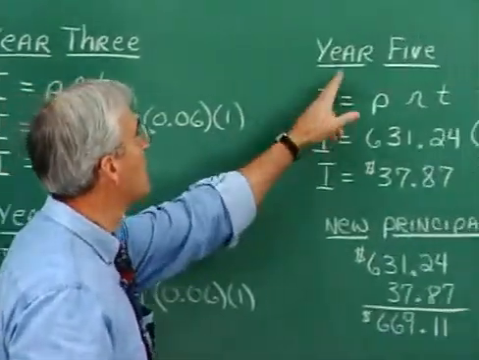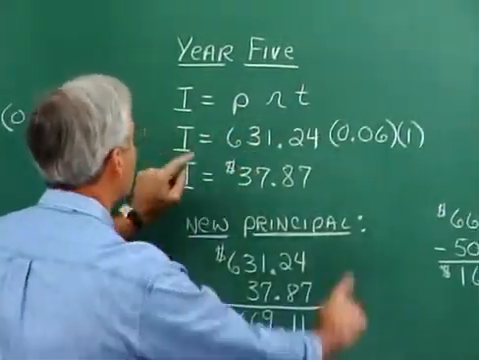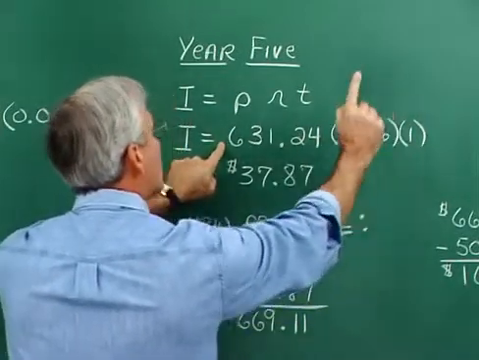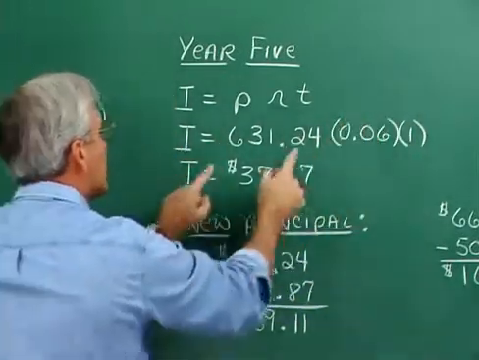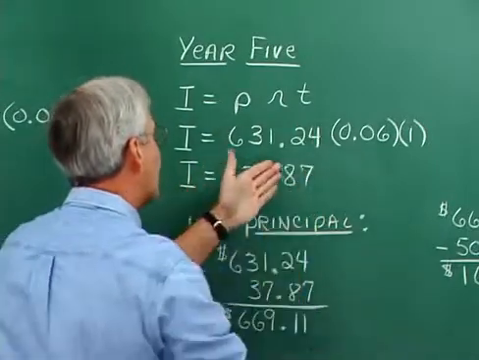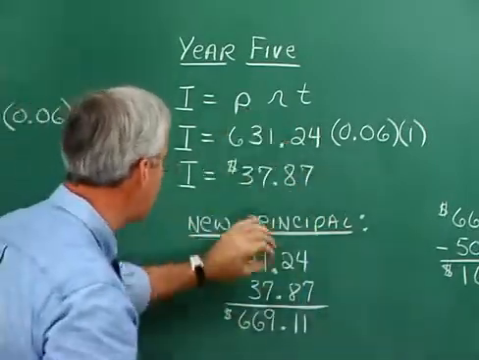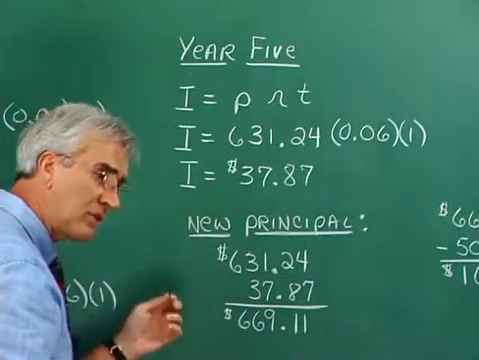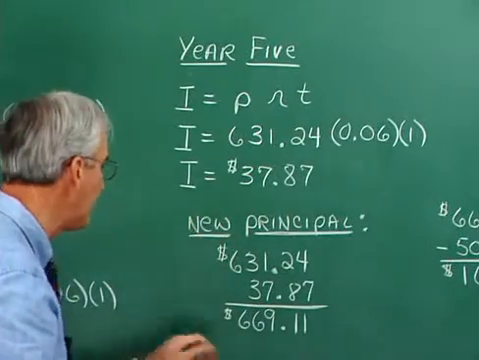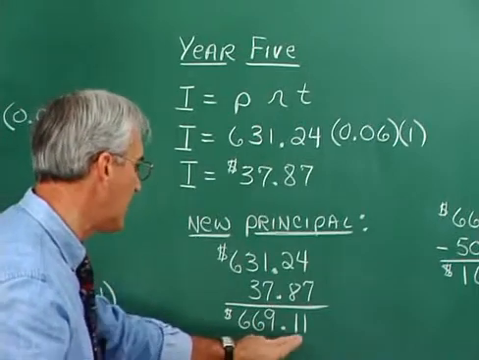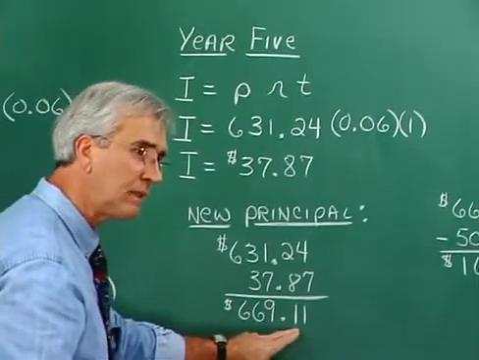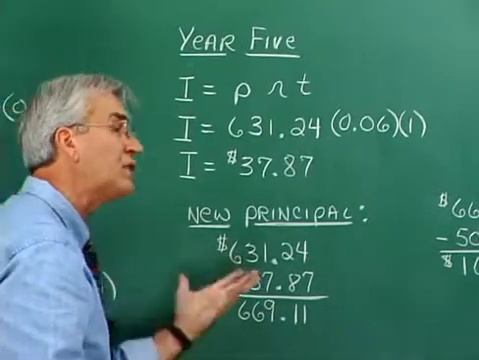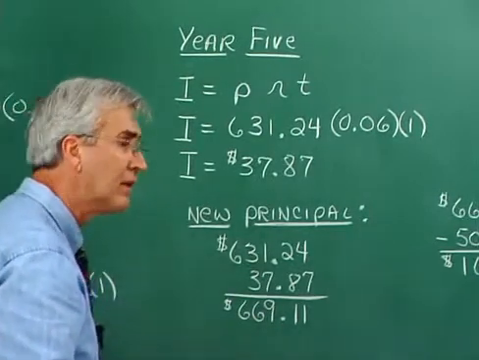Here we go with that. Year five, the interest formula, $631.24 times the 6% times 1 year. The interest earned during that year, $37.87. We add these together to find that the total amount in our investment at the end of this 5-year period is $669.11.